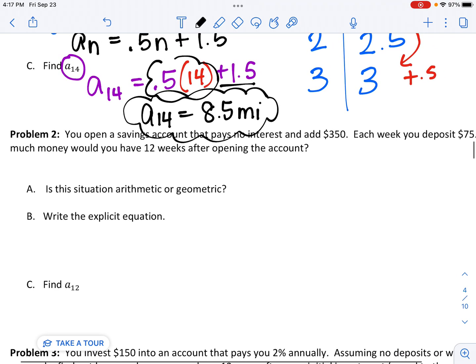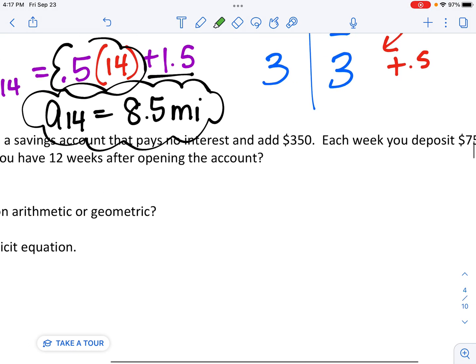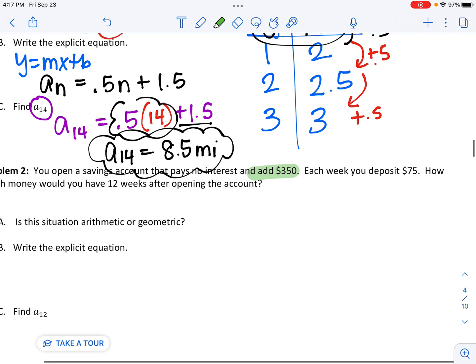Problem 2, you open a savings account that gives you no interest. You put $350 in it. Each week you deposit $75. How much money would you have 12 weeks after you open the account?